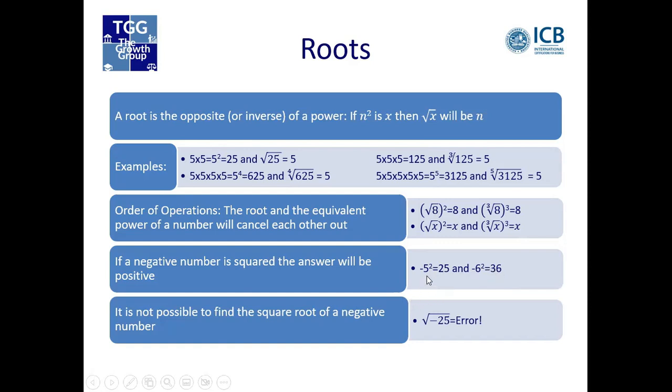And because you will always get a positive number when you're multiplying two negative numbers with each other, it is impossible to find the square root of a negative number. If you take a negative number and you put it into your calculator and you ask for the square root, you will get an error message. And those are the miscellaneous calculations that you must be ready to complete in your ICB tests and exams. Thank you.